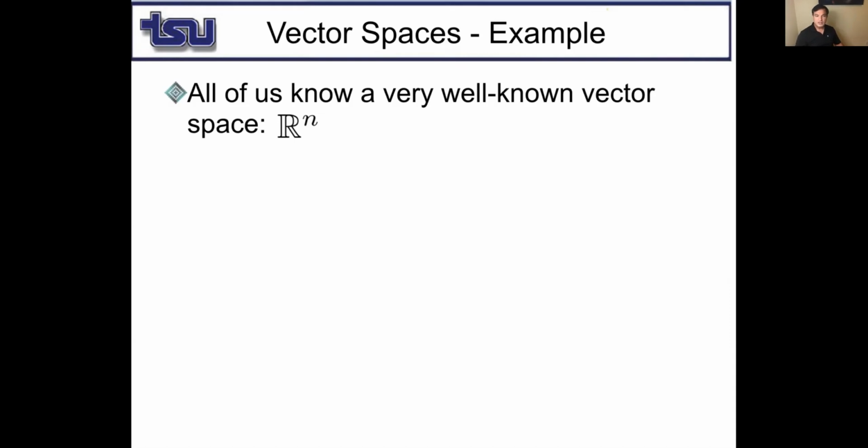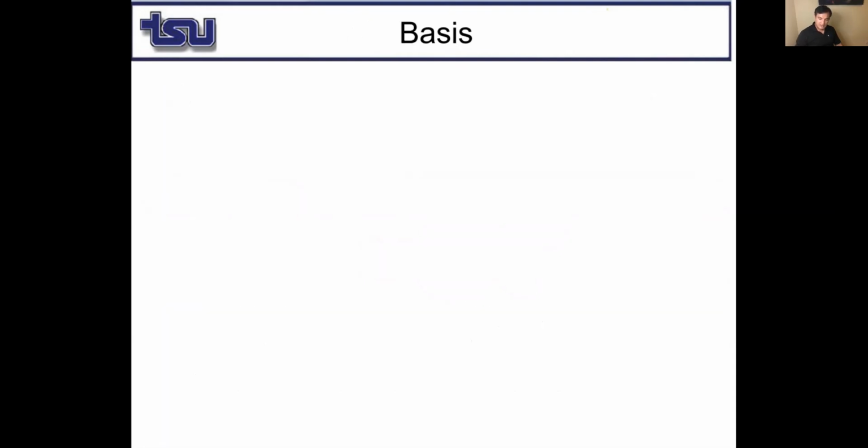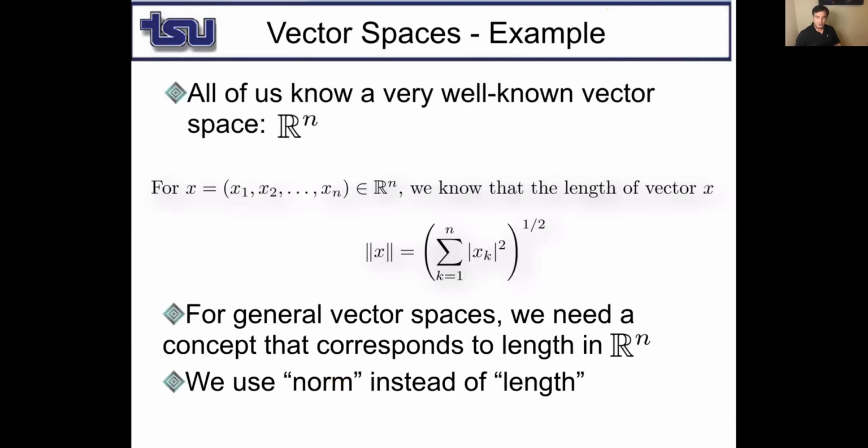So everybody knows Rn, right? Here in Rn, x is an n-tuple, x1, x2, all the way to xn. And the length of this vector x, everybody knows, is the square root of the sum of the squares of each element in this tuple. So in Rn we have a concept of length, and everybody is familiar with that. But generally, if we have a general vector space, we should have something similar to the concept of length. Think about length. Length cannot be negative, right? It can be 0 or positive, but it cannot be what? Negative. There are certain properties of length. So we need a similar concept with similar properties, and we call it what? Norm.